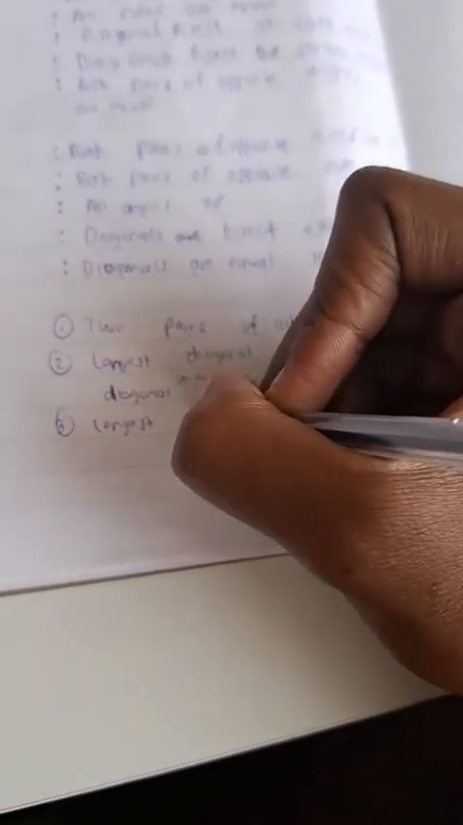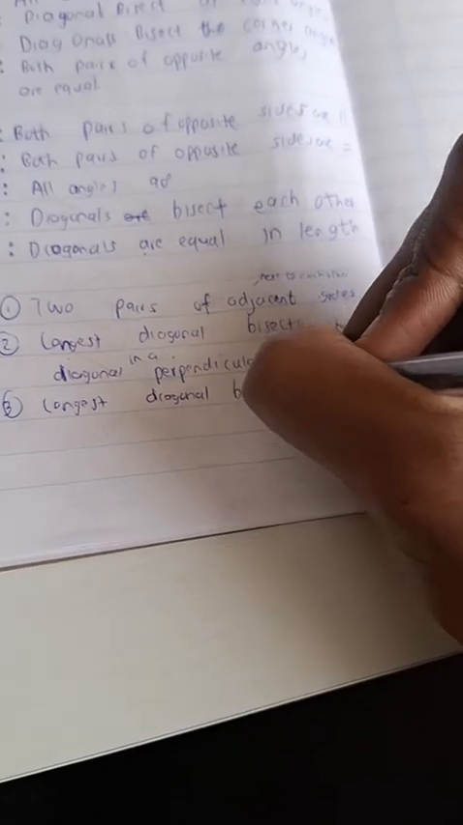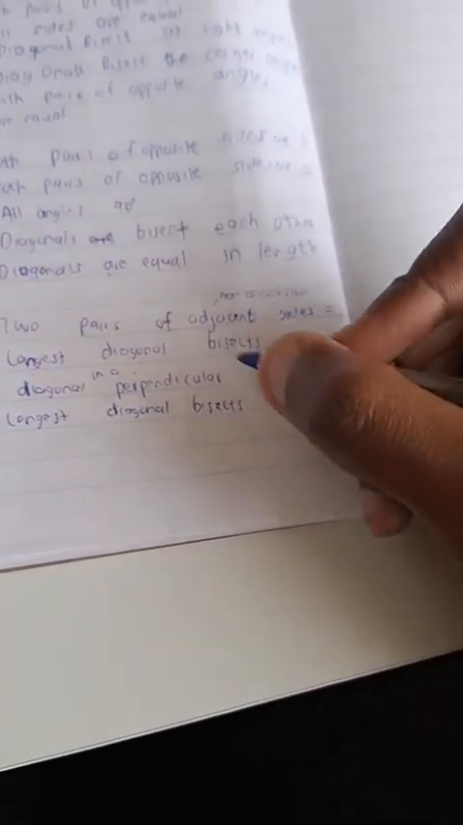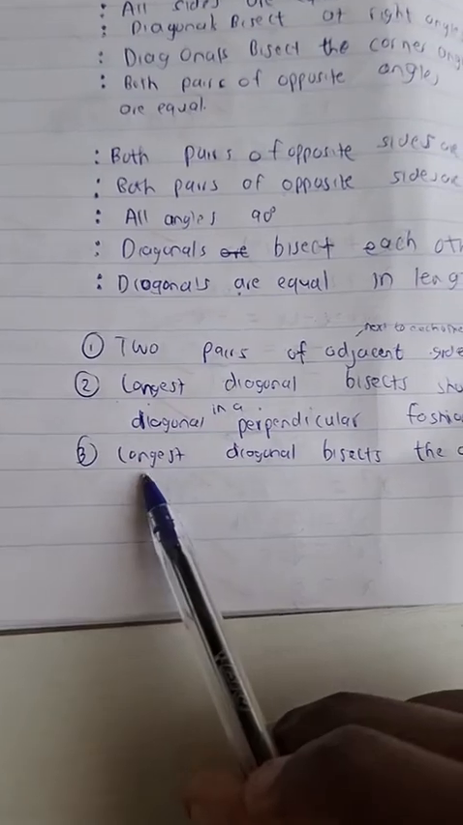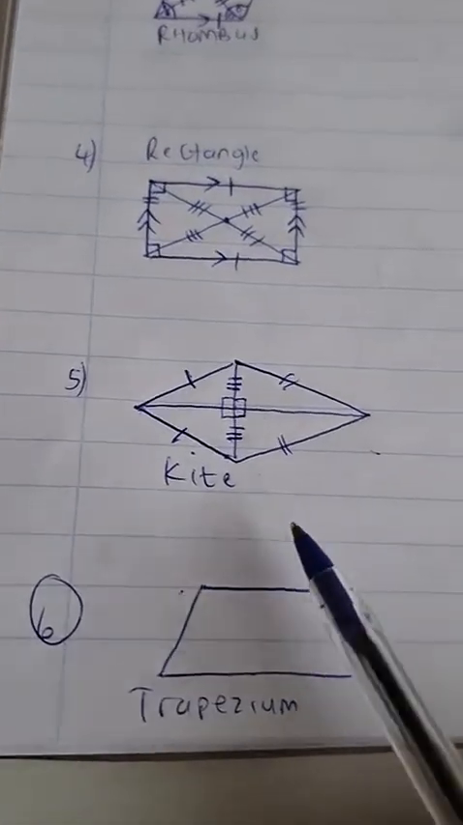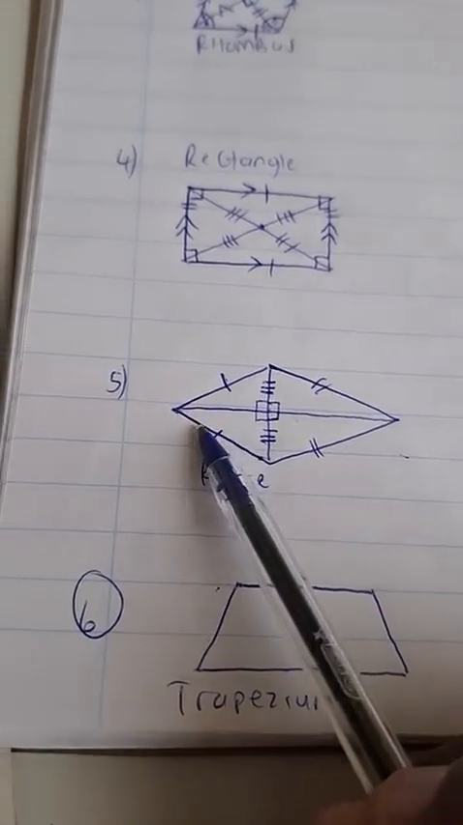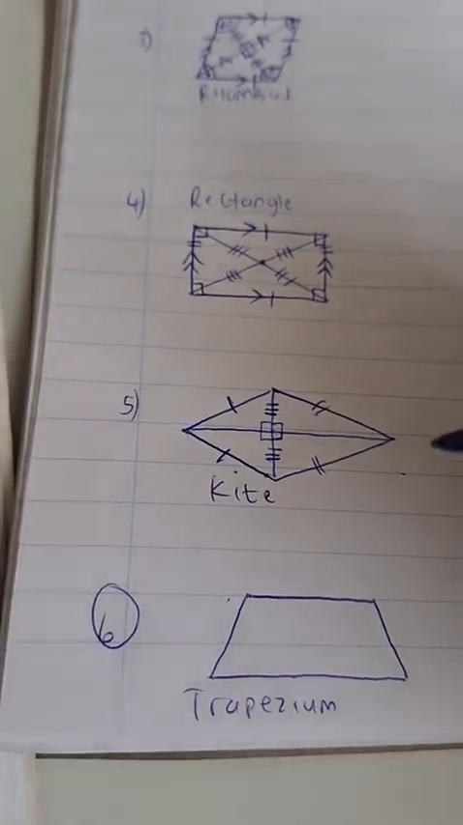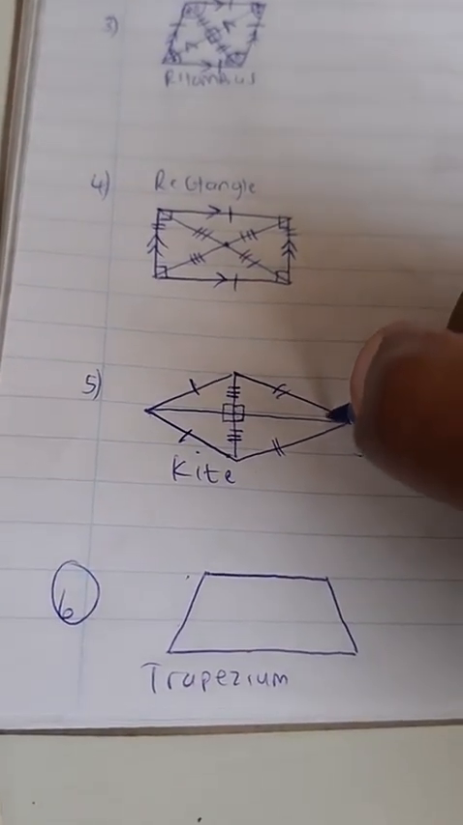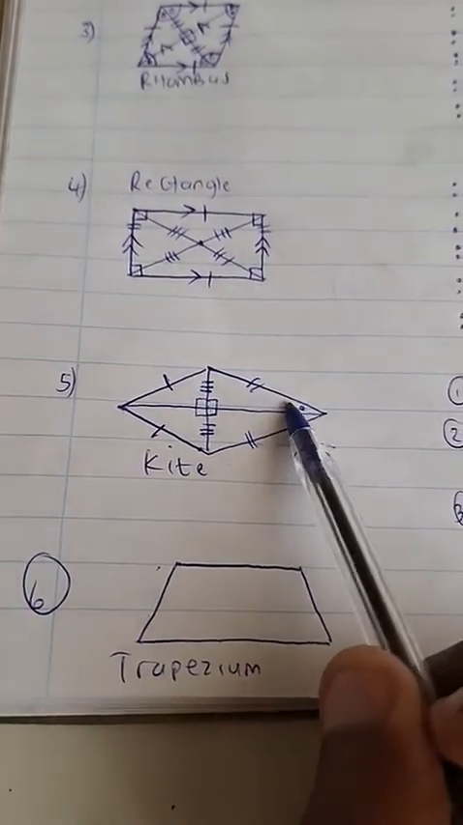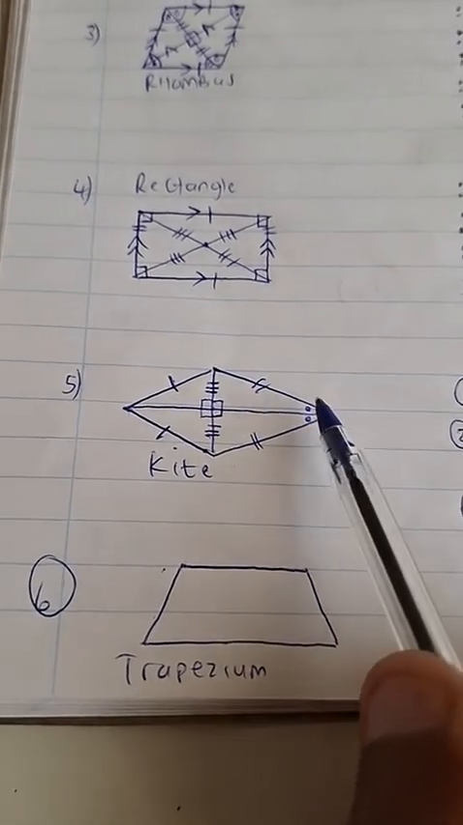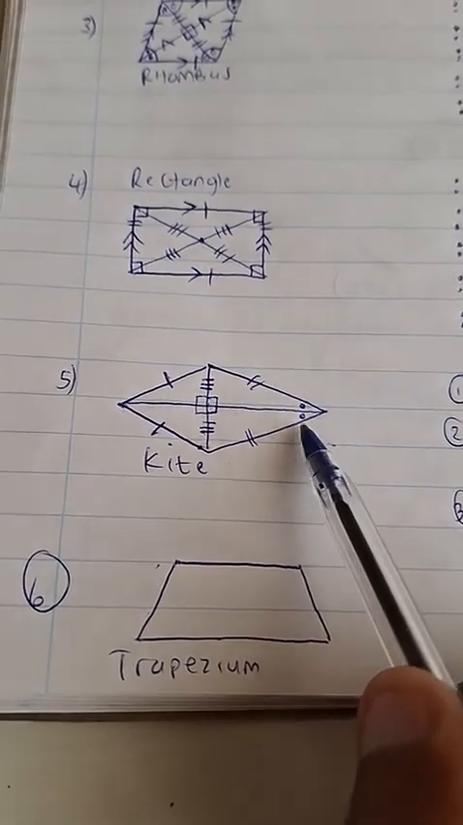Property number 3. The longest diagonal bisects the angles. So the longest diagonal also does what? It bisects the angle. In other words, guys, this is what this means. This angle will be equal to that one, because this diagonal, whatever the entire angle is here, will cut that angle into 2 equal angles. All right?